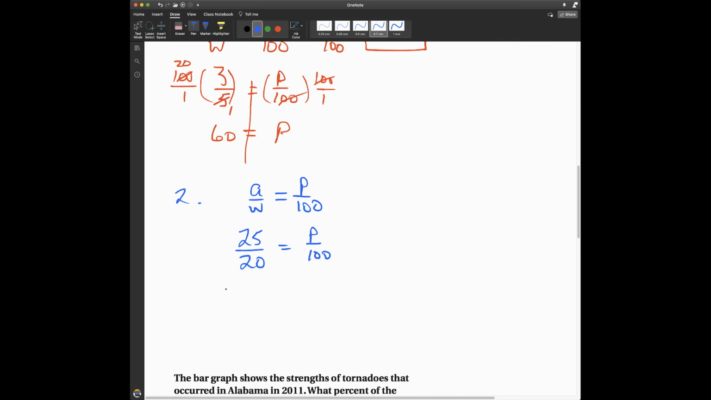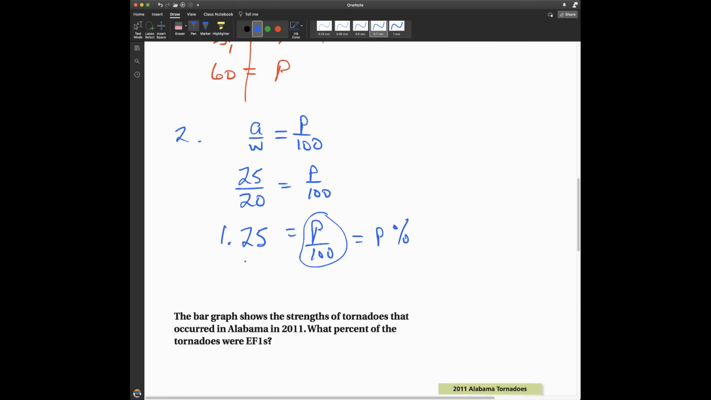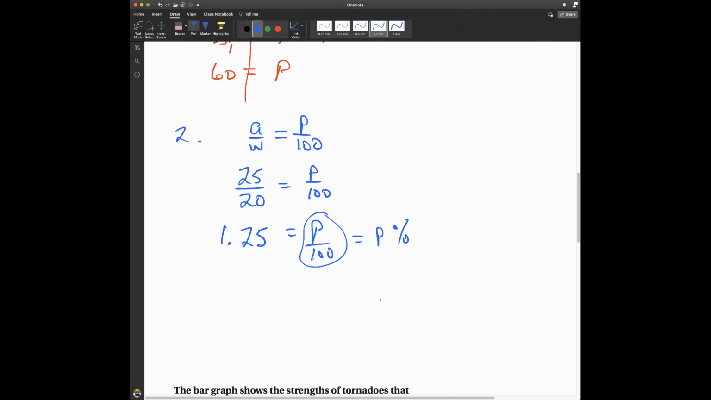You end up with 1.25 equals P over 100. Remember, this is representing my percent. So can you change 1.25 into a percent? It's a decimal. Change it into a percent. You can. Just move it 1, 2 places. So the answer is 125%.